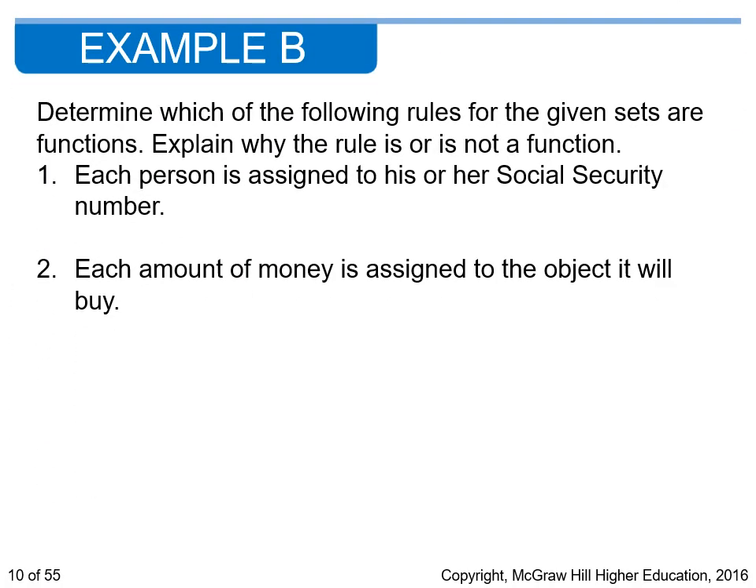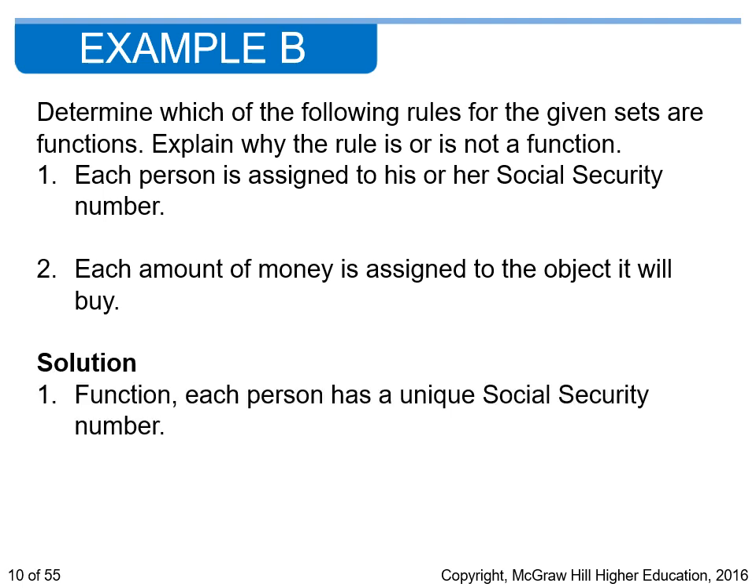Okay, so let's look at these two statements, number 1 and 2, and decide if they represent functions. So number 1 says each person is assigned to his or her social security number. So for each person, how many social security numbers can they get? Just 1. It should be 1. We'll just assume it's 1. For number 2, each amount of money is assigned to the object it will buy.